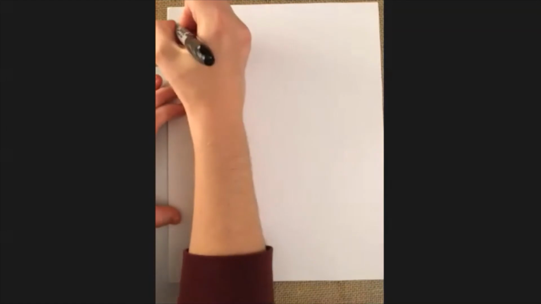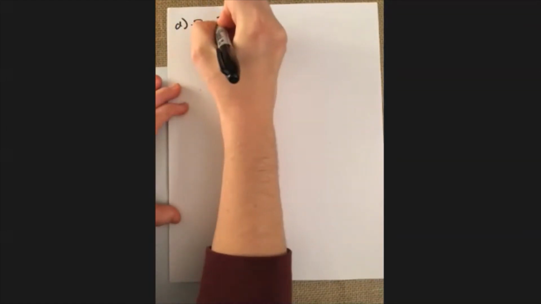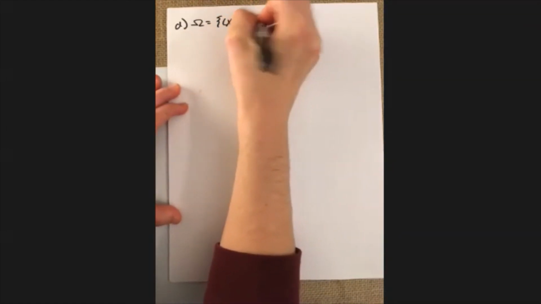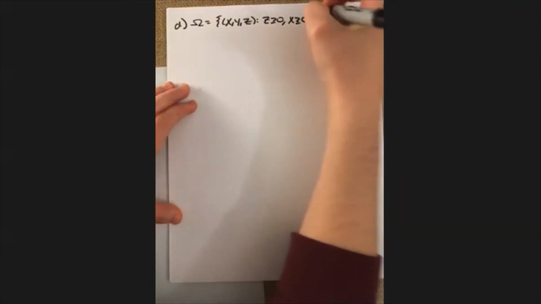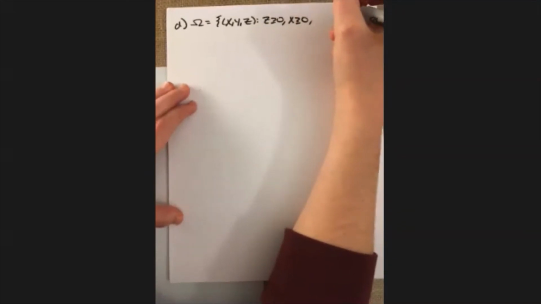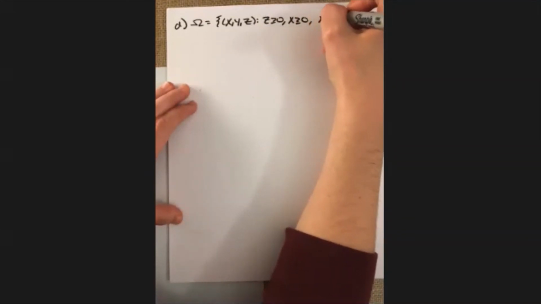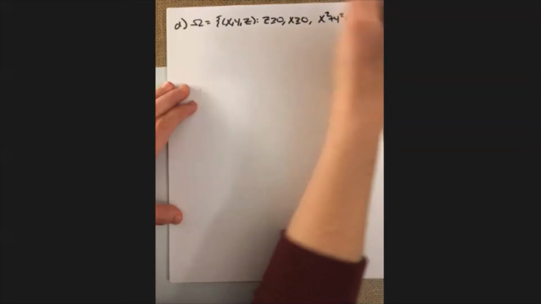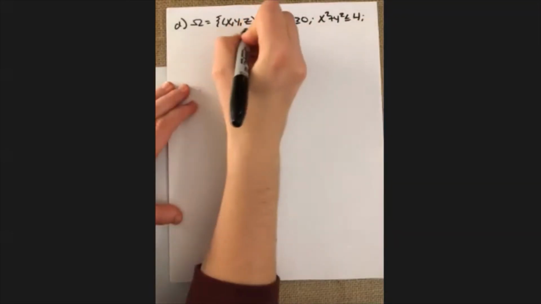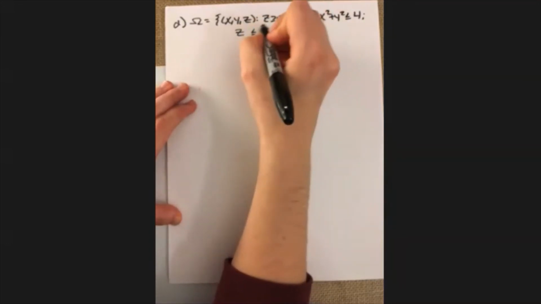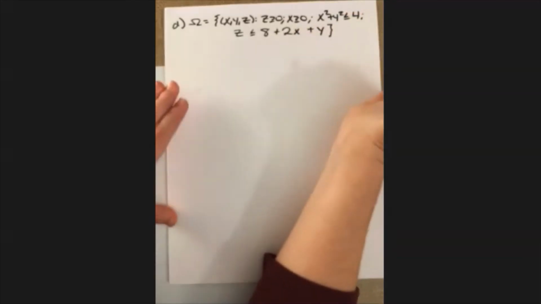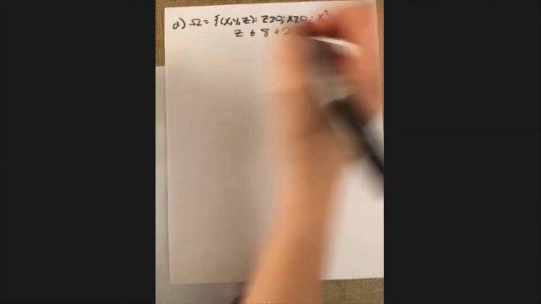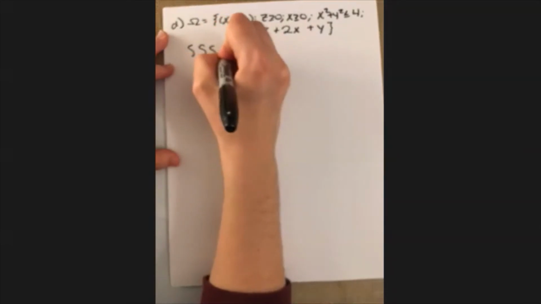All right, one last example. In this one, we have omega equal to xyz such that z is greater than or equal to 0, x is greater than or equal to 0, and then I've got x squared plus y squared is less than or equal to 4, and then we're going to have z be less than or equal to 8 plus 2x plus y. Okay, and we're doing a triple integral over omega of z dv once again.